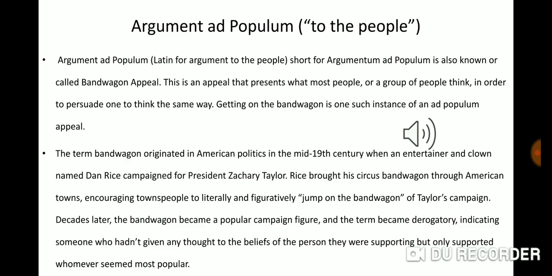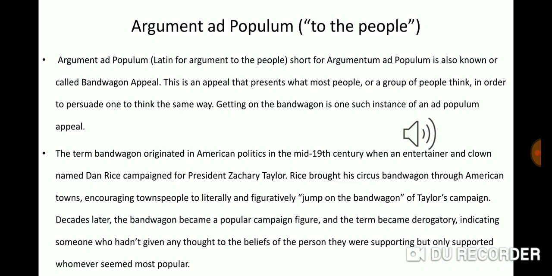Argument ad populum, to the people. Argument ad populum, Latin for argument to the people, short for argumentum ad populum, is also known as bandwagon appeal. This is an appeal that presents what most people or a group of people think in order to persuade one to think the same way. Getting on the bandwagon is one such instance of an ad populum appeal.